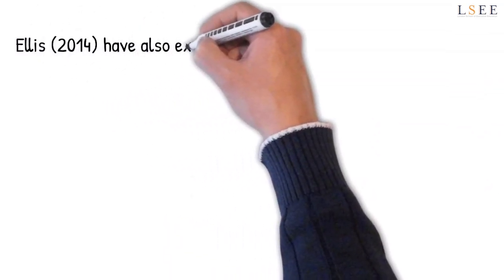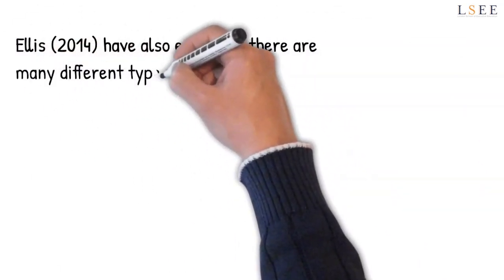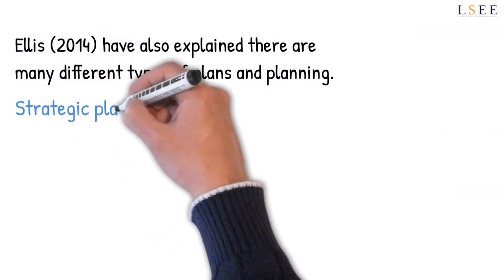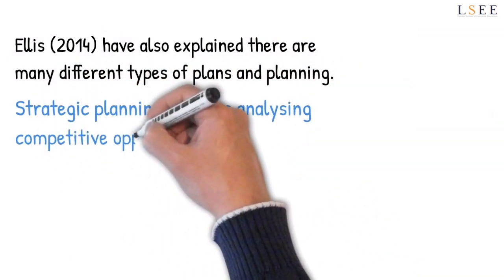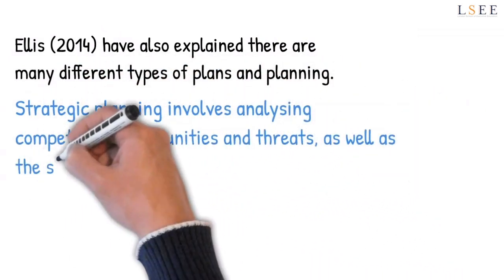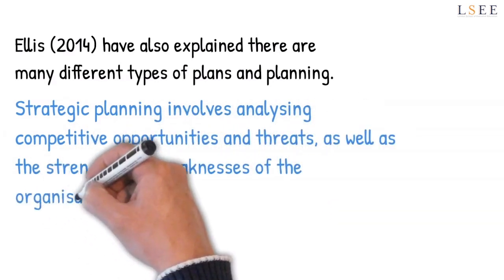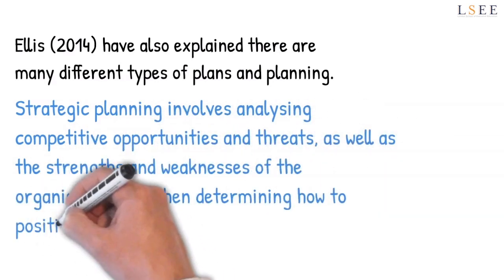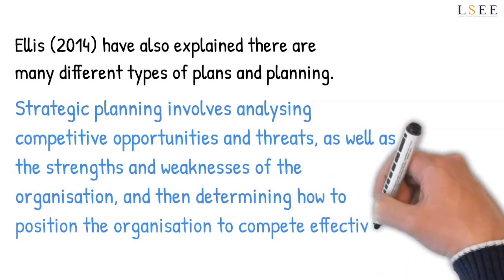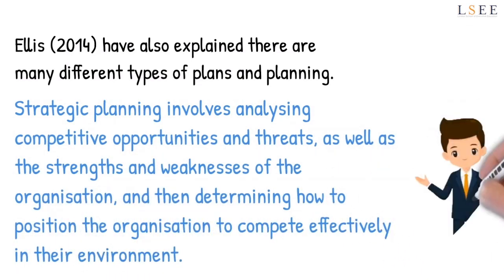Ellis, 2014, has also explained there are many different types of plans and planning. Strategic planning involves analyzing competitive opportunities and threats, as well as the strengths and weaknesses of the organization, and then determining how to position the organization to compete effectively in their environment.